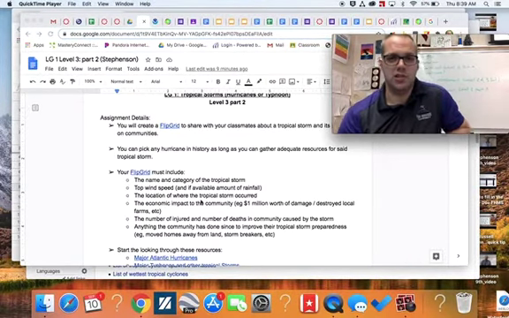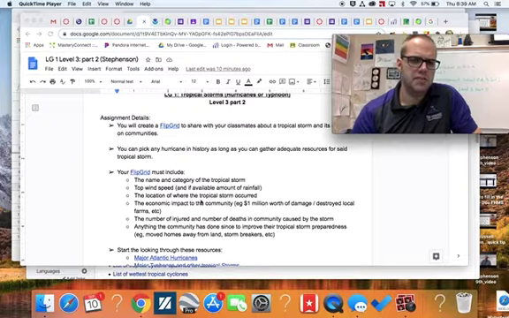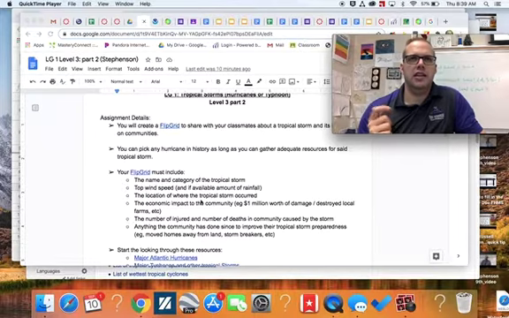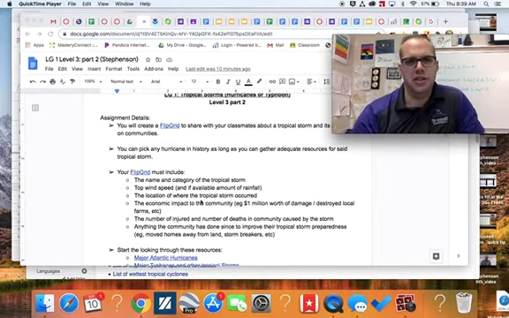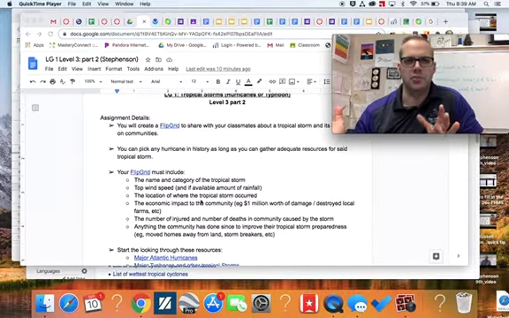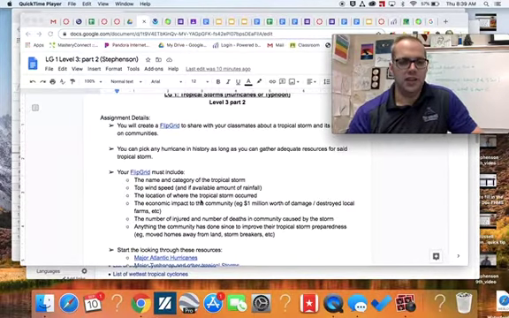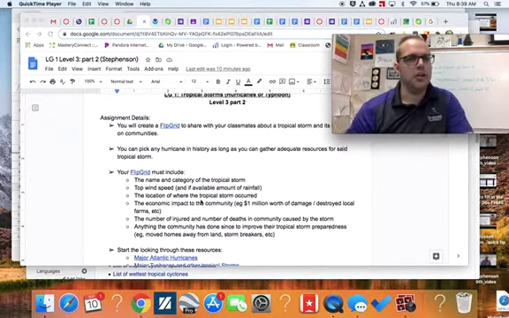Tell me where the storm hit and where it was the worst. The economic impact on the community: this would be something like you're looking for details saying there was over $1 million worth of damage, or $50 million worth of damage, or an entire year's worth of crop was ruined. Something like that. Then the number of injured, and sadly also the number that were killed, if there were any.